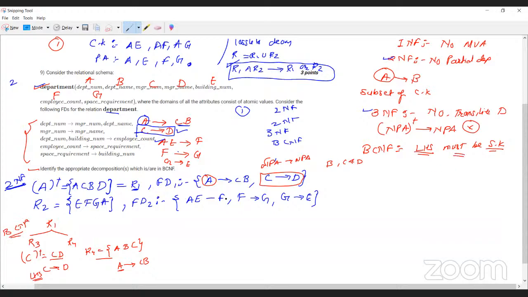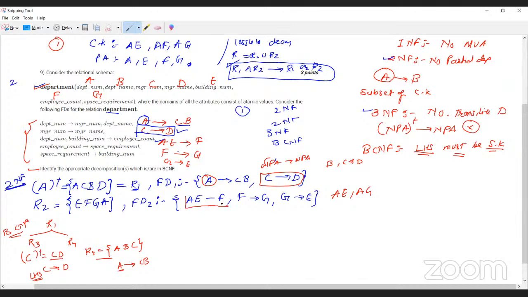Now let us check for R2. What is the key for R2 here? AE, right? AE from F. Will I get E or AG? AE and AG, yes. So AE and AG are my keys here, so my prime attributes are A, E and G.